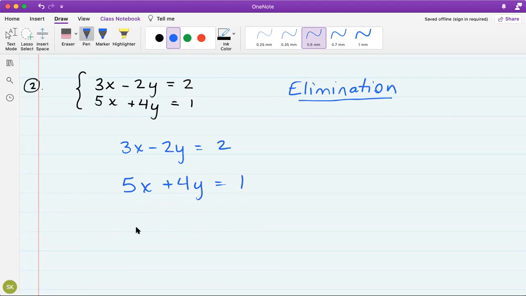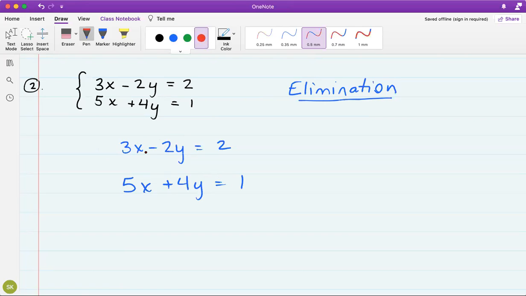All right, we want to do the least amount of work. Notice that if I multiply the top equation by 2, I'll get a 6x, a minus 4y, and a 4. That minus 4y, if I add it to this 4y, will disappear. And then I'll have something just involving x. That's what we want to do. We want to get rid of one of the variables, and all I have to do to get rid of the y is multiply this one by a 2.